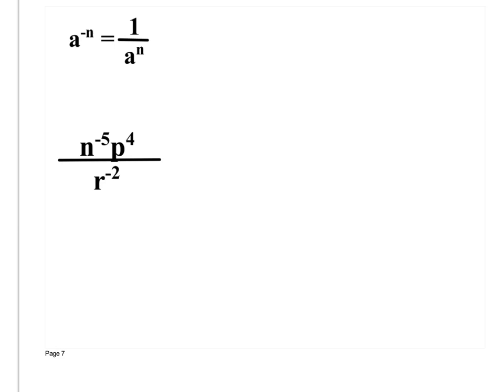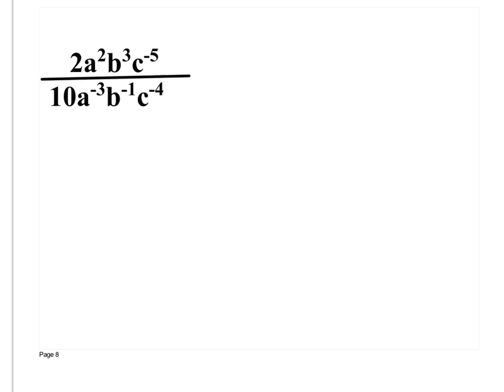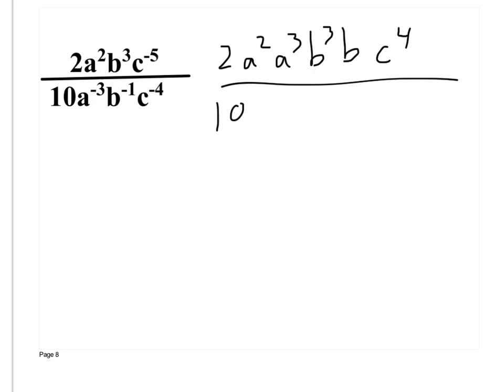So the first thing I do is rewrite this with positive exponents. 2 doesn't change. a squared wouldn't change. But I move the a cubed up. b cubed doesn't change, but I have to move the b to the negative 1 up. I have to flip c to the negative 5 down, and I flip c to the 4th up. On the bottom, I've got 10. I don't have any a's. Don't have any b's. I have c to the 5th.